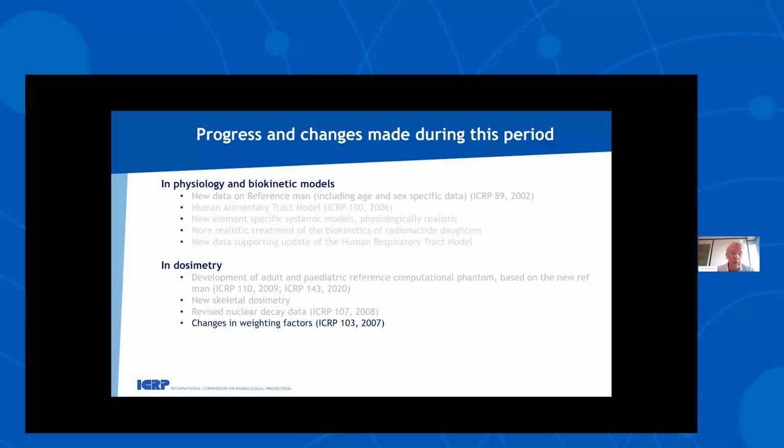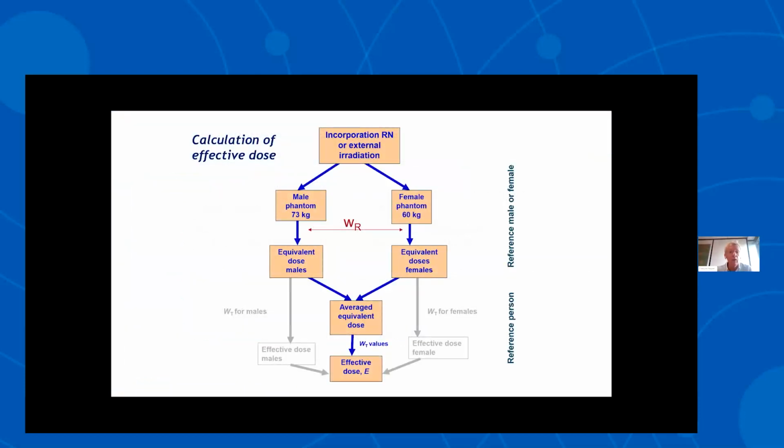We also had changes in weighting factors, which were produced in the last ICRP recommendation. Change in the calculation of effective dose. Derek has mentioned that we now have a male and female reference phantom, for which we calculate equivalent dose for male and equivalent dose for female. And then we average the equivalent dose to end up with a sex-averaged effective dose at the end.